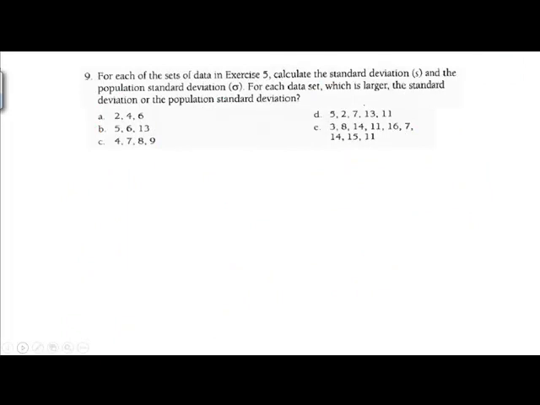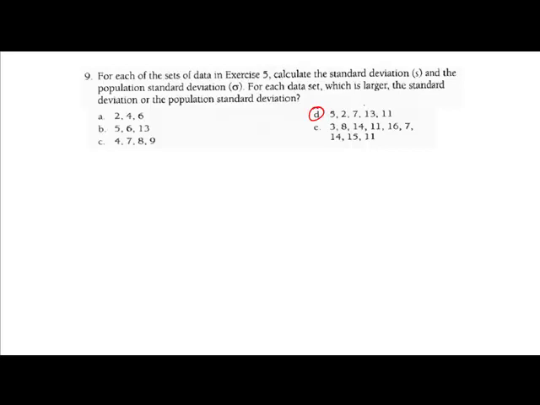So number 9, using the same sets of data, for each of the sets of data in exercise 5, calculate the standard deviation, that's S, and the population standard deviation. For each data set, which is larger, the standard deviation or the population standard deviation? Okay, let's start from scratch here, and let's pick one that we haven't used before. Let's do D. D's not so hard. We're going to start with D.